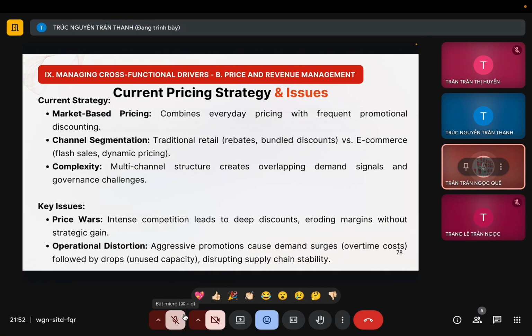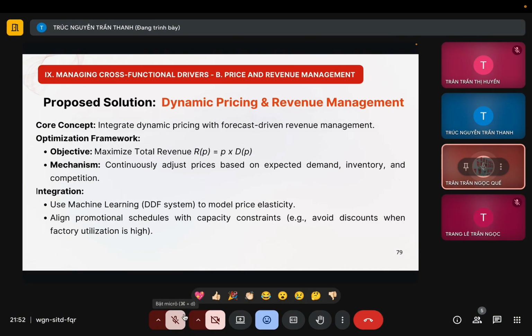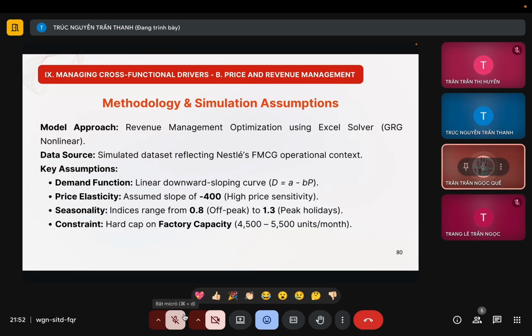Currently, Nestlé uses market-based pricing with frequent promotions. While this drives volume, it creates two big problems. The first one is price wars, and the second one is operational chaos. They propose dynamic pricing to maximize revenue by strictly aligning prices with their available capacity. This strategy boosts revenue, stabilizes operations, and improves forecast accuracy.